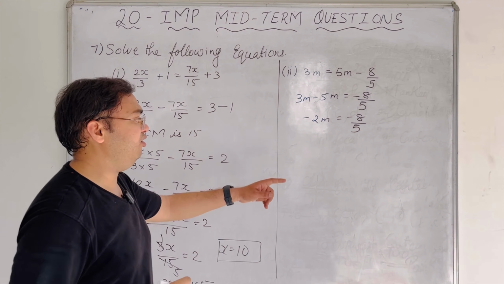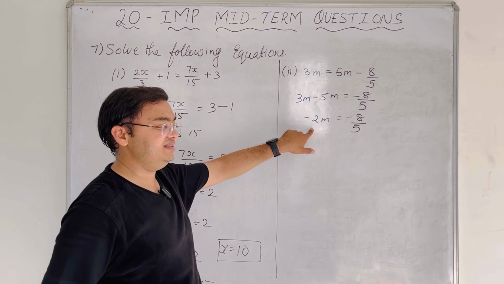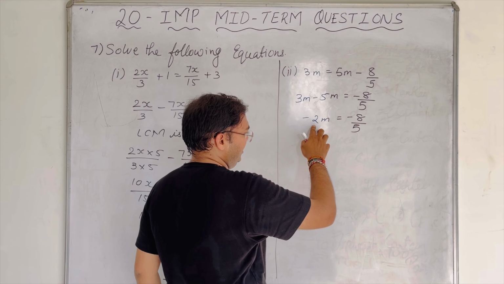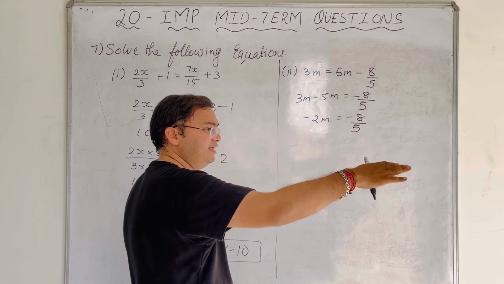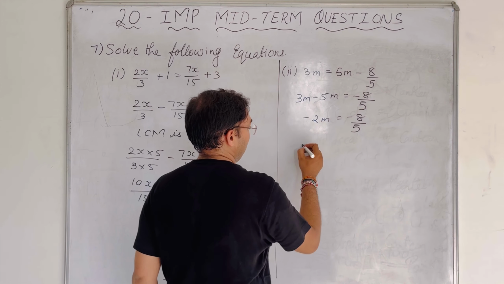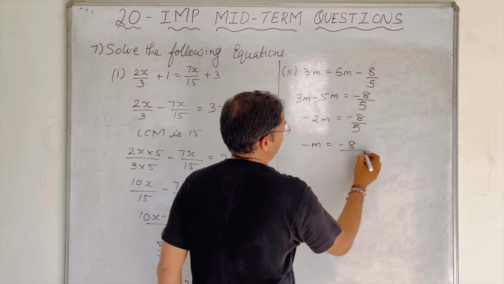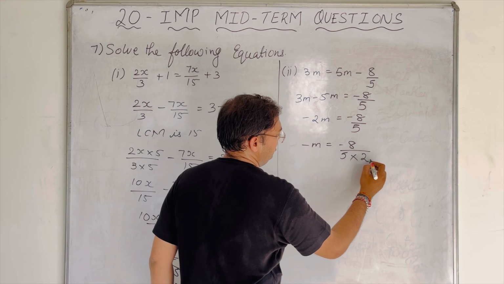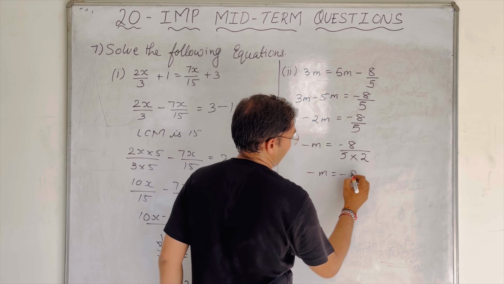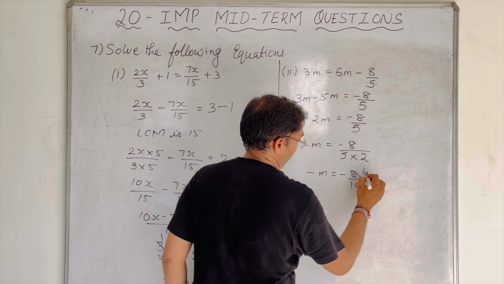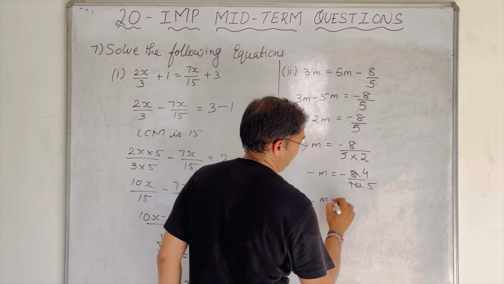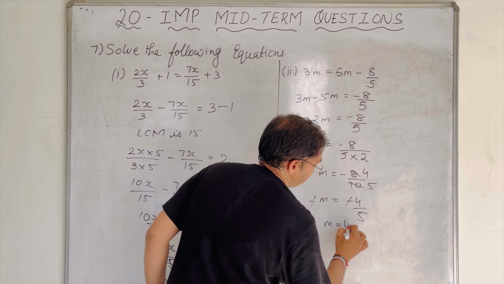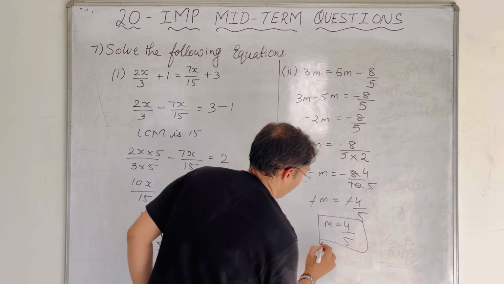As I have to find only m, first of all, I'll be shifting this 2 from here to there. Right now the 2 is with the multiplication in the numerator. When I shift it to the right hand side, it will go in the denominator. So minus m equals to minus 8 upon 5, this 2 I am shifting from numerator to denominator. That means into 2. So minus m equals to minus 8 upon 10. 2 fours are 8, 2 fives are 10. So minus m equals to minus 4 upon 5. Minus minus cancel. So m equals to 4 upon 5 is your answer.